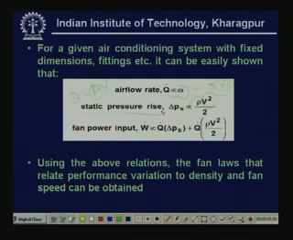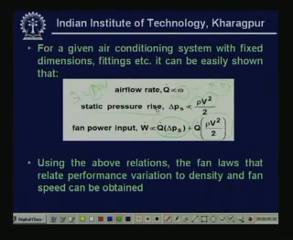Next, the important performance parameter is fan power input. W dot, the fan power input, is proportional to Q dot into delta Ps plus Q dot into rho V square by 2. So, the power input to a fan consists of two parts. The first part is the power input required to raise the static pressure of a certain amount of air. The second part accounts for the power input required to increase the kinetic energy of the air, of a given flow rate. So, it consists of a static pressure rise part and a kinetic energy part.